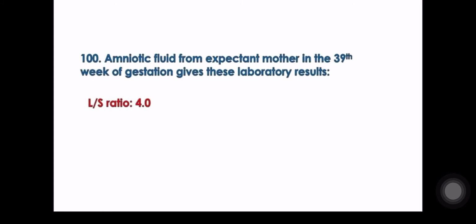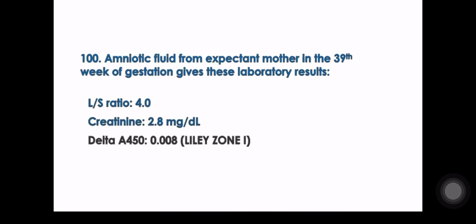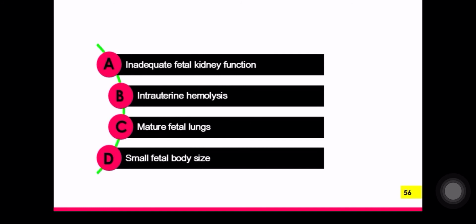Next, 100. Amniotic fluid from an expectant mother in the 39th week of gestation gives these laboratory results: LS ratio of 4, creatinine of 2.8 mg per dL, delta 450 of 0.008, and zone 1 in the Liley graph. What is the answer? Letter A, inadequate fetal kidney function, letter B, intrauterine hemolysis, letter C, mature fetal lungs, or letter D, small fetal body size.